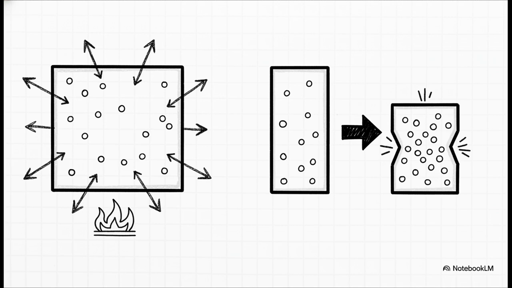You can also increase pressure by compressing the gas, say, halving its volume. Because, at a constant temperature, pressure and volume are inversely proportional. If you halve the volume, the pressure doubles. That is P1V1 equals P2V2.